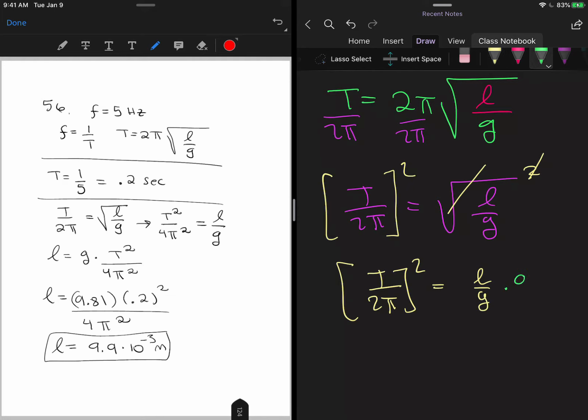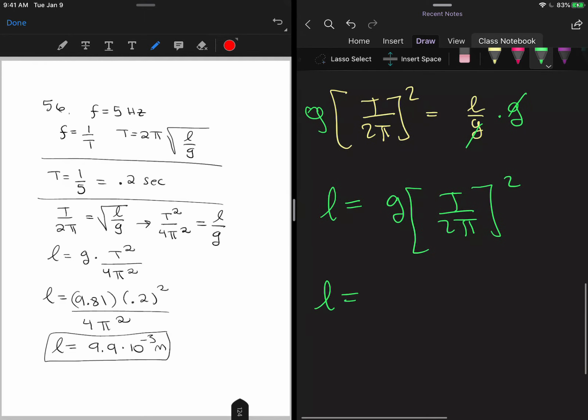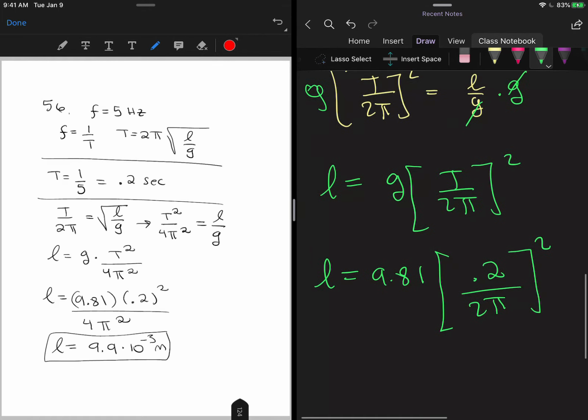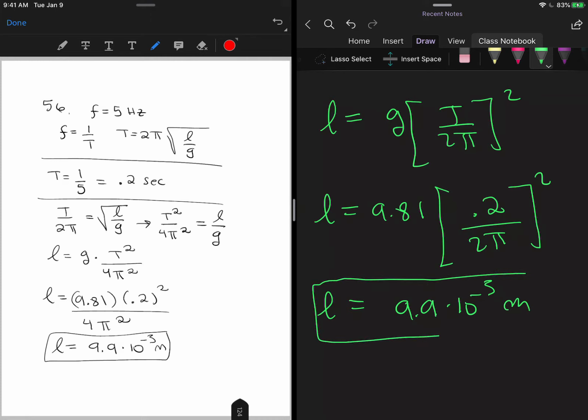And last thing, let's multiply both sides by g so that they cancel here. So then the length of the pendulum is going to equal g multiplied by the period over 2 pi, squared. So that's going to equal 9.81 multiplied by the period, which is 0.2, divided by 2 pi, and then all that squared. So that should give you 9.9 times 10 to the minus 3 meters, or 9.9 millimeters.